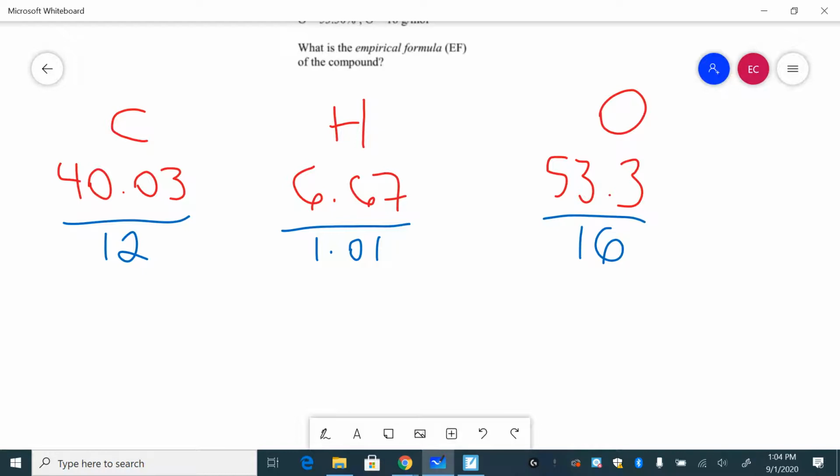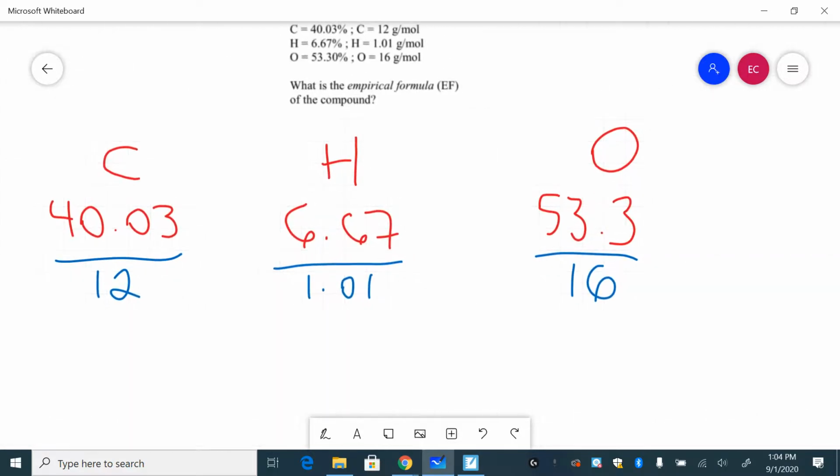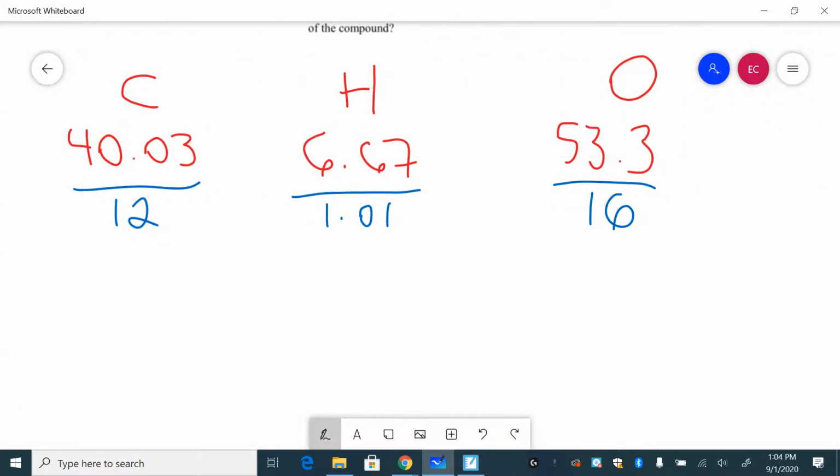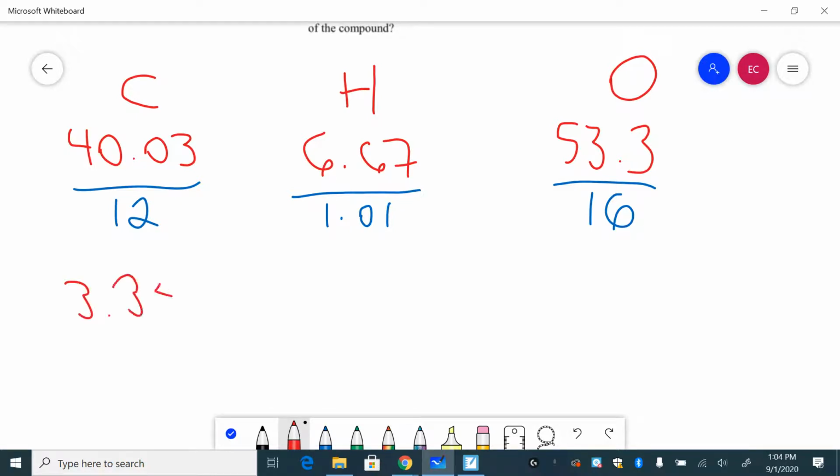So we're going to do each one. I'll start with the carbon. 40.03 divided by 12. I've got 3.335, and 2 decimal places is more than enough, so I'll just write 3.34. And then 6.67 divided by 1.01, you've got 6.60, and you've got 53.3 divided by 16, which equals 3.33.